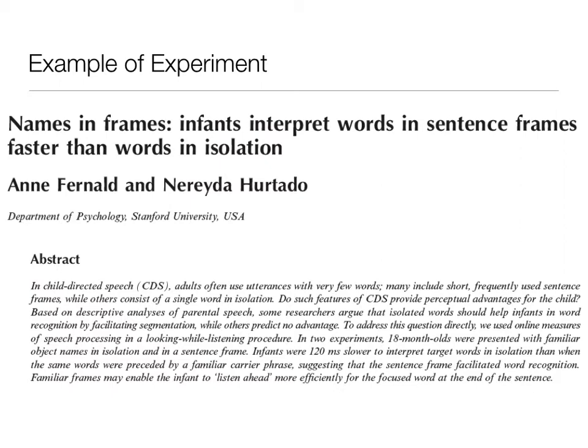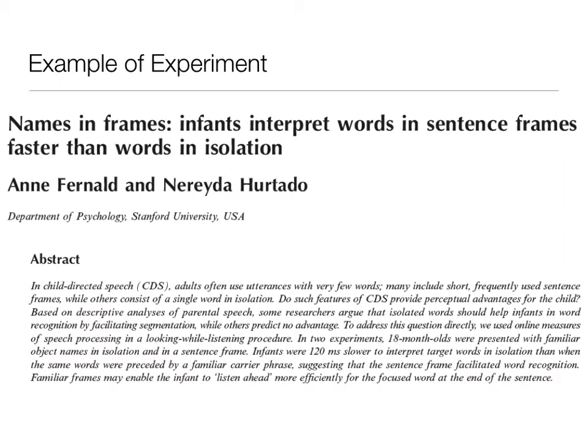Here they're looking at whether they gave names alone, an object name by itself, or if they gave it in a sentence. So that's the independent variable. They give them a word, and they either give them just the word, or they give them the word in a sentence. And what they measured, the dependent measure, was how long it took them to figure this word out. Okay, and they did this with 18-month-olds.